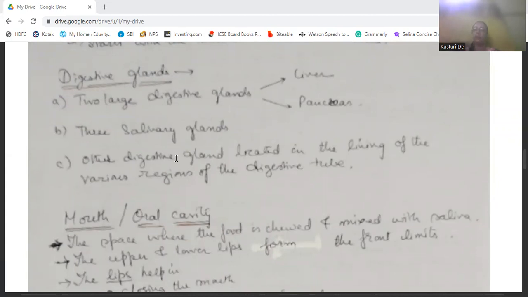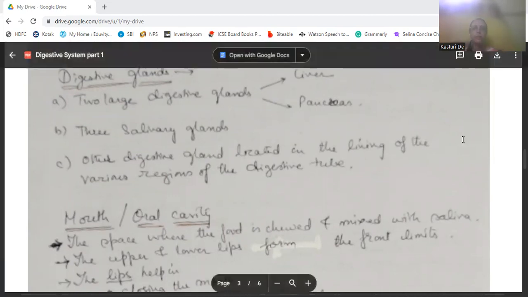Okay, they are present in the stomach, and even in other places they are present, which we will discuss later on.